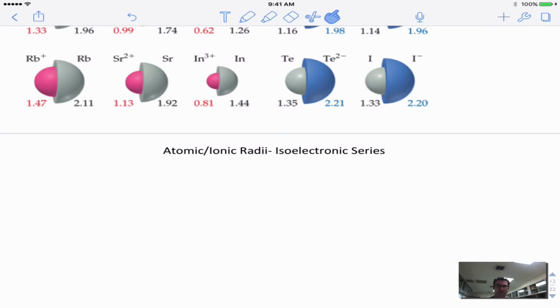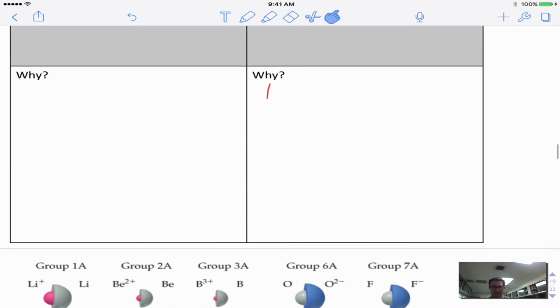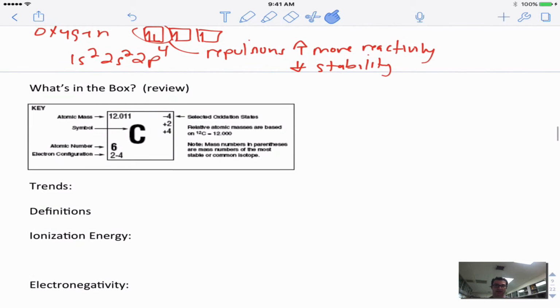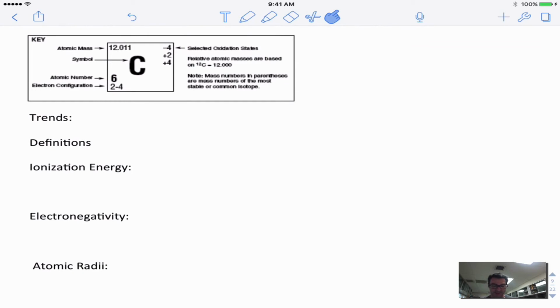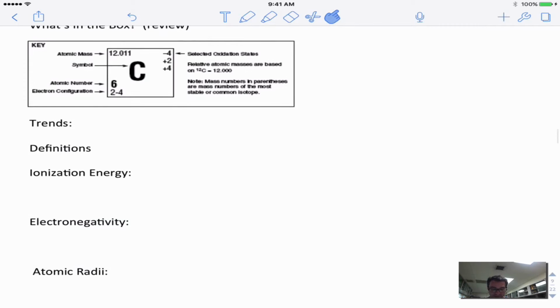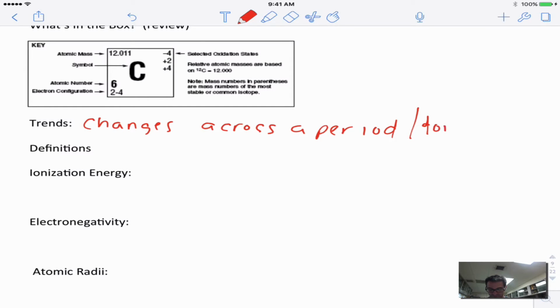Everybody. So in this video we're going to talk about what the trends are, and we're also going to discuss what the definitions of different types of properties for the atoms are. So the trends, what we're looking at is how there are changes either across a period, or down a group. Really, that's what we're looking for, those two things. And so we're going to look at the trends of these following properties.